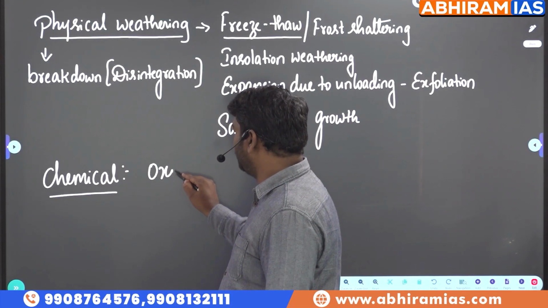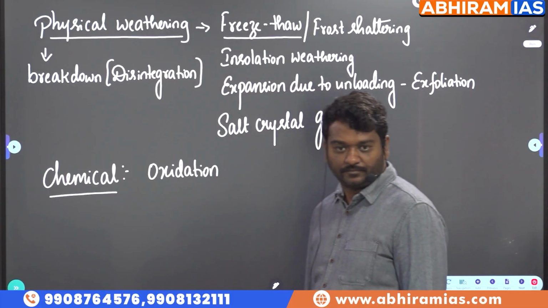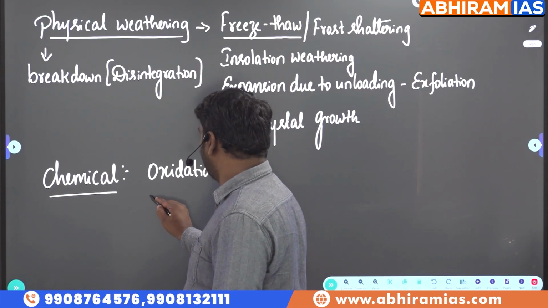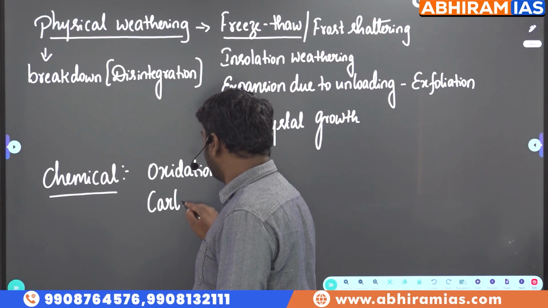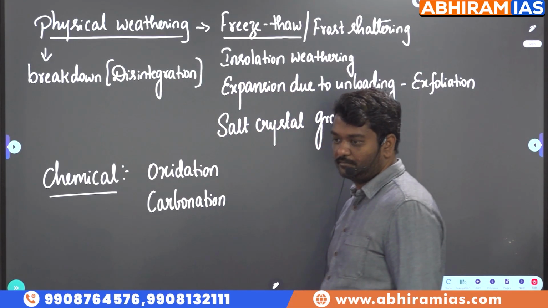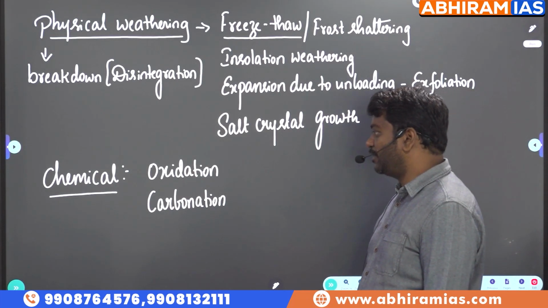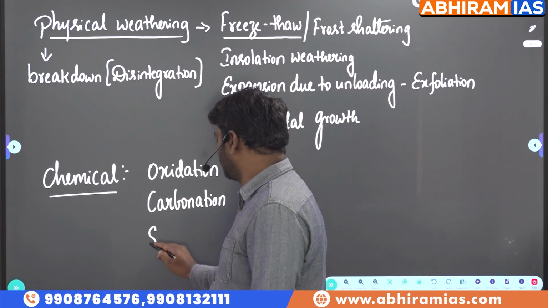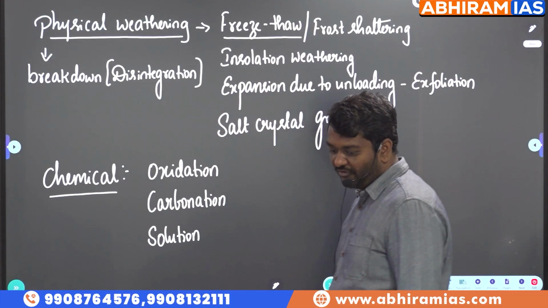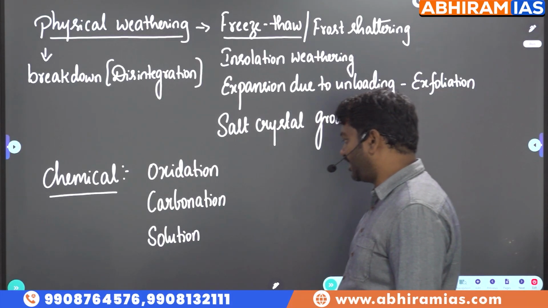Guys, chemical weathering will have oxidation, which is an example of rust. Carbonation, where carbon dioxide reacts. Solution, where acid rain reacts.